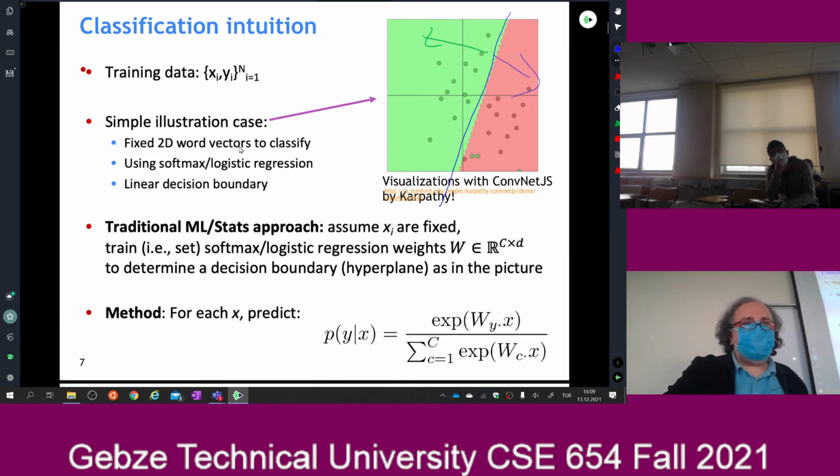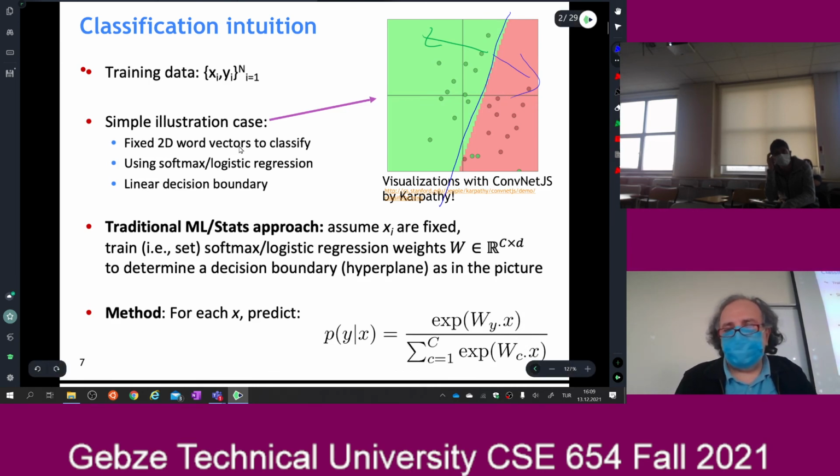Okay, so we fix two-dimensional 2D word vectors to classify. Usually this is the first machine learning stuff that we can achieve. Okay, let's look at this one. This is called Softmax, Logistic Regression, whatever you call it. Okay, Softmax or Logistic Regression.